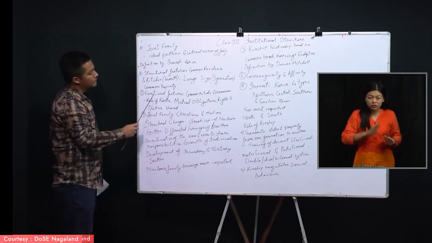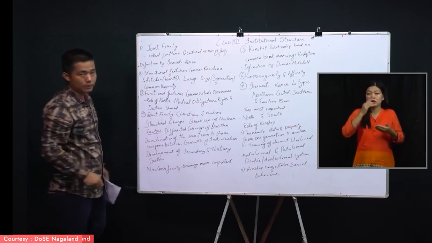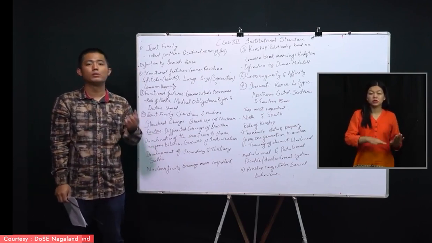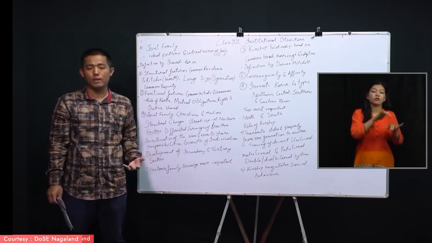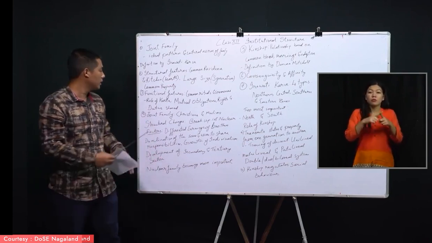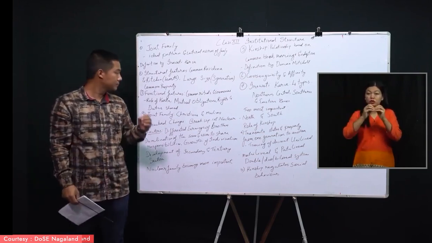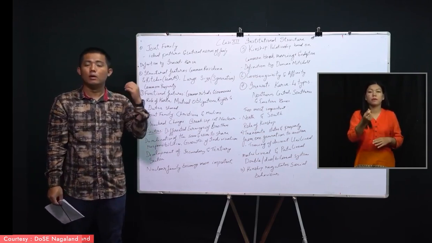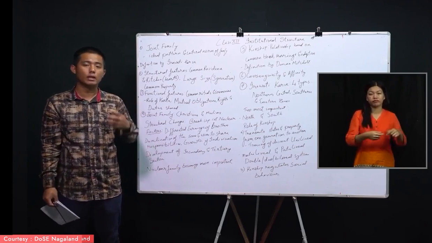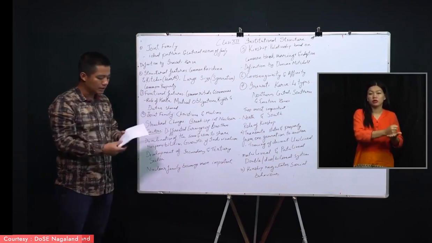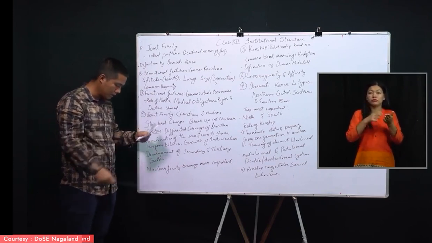The next one is common property, which means if they earn something, they have to contribute the same to the family also, and in that way the property belongs to the whole family. That is the reason why it says it's a common property. That is what it means here.